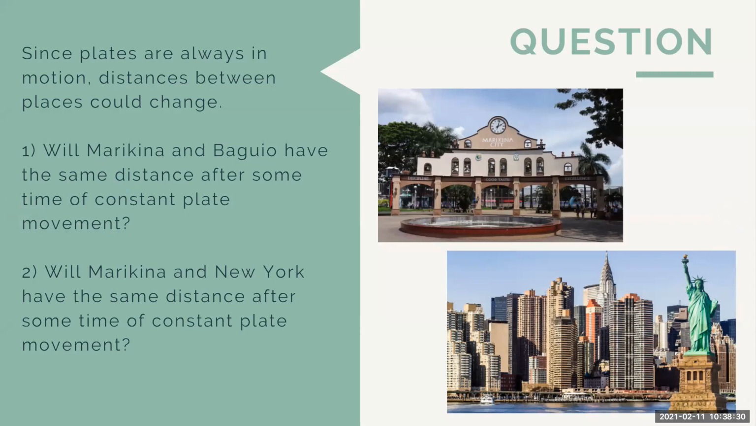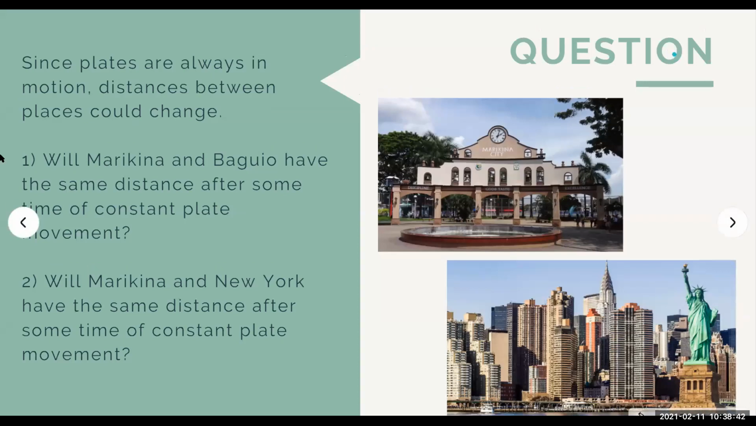How about for the second question? Will Marikina and New York have the same distance after some time of constant plate movement? No po. Very good. No. Since magkaiba sila ng plate, since New York and Marikina would be on completely different plates, they would have changing distances. Medyo magva-vary yung distances nila between each other kung magkakaroon ng plate movements. Pwedeng medyo mas maging close, pwedeng medyo mas maglayo.